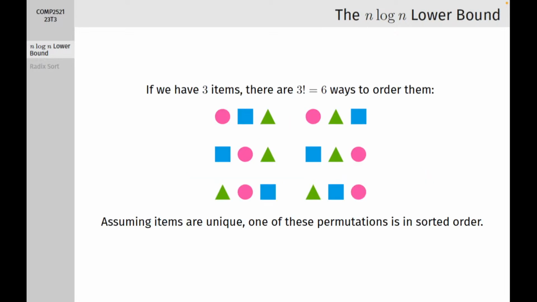Well, if we have 3 items, then there are 3 factorial equals 6 ways to order them. There are 6 permutations of those items, and if the items are unique, then one of these permutations is sorted, and the other 5 are not sorted. Basically, a sorting algorithm's job is to determine which one is the sorted order.